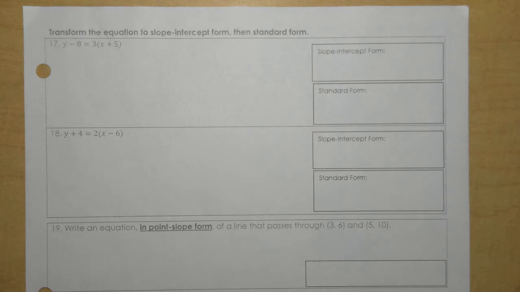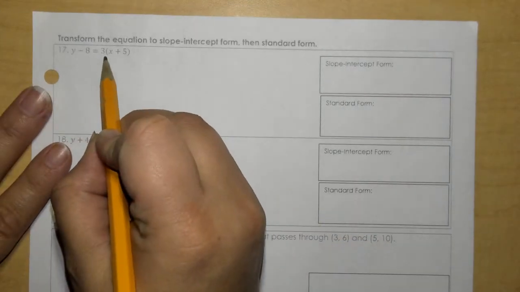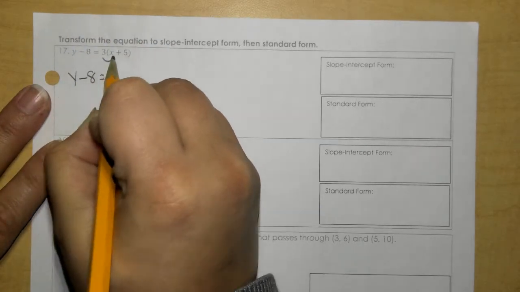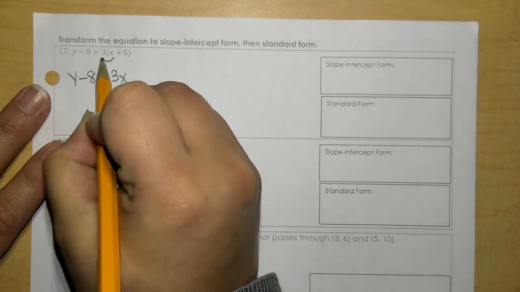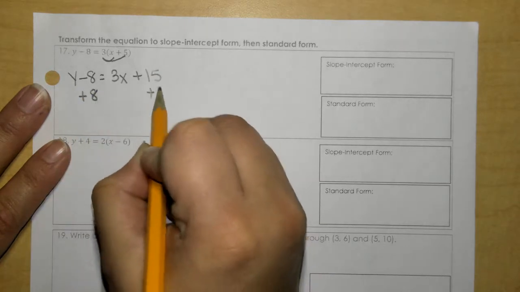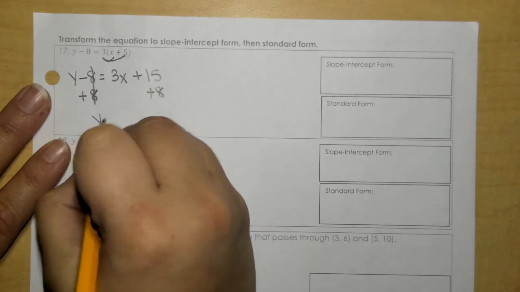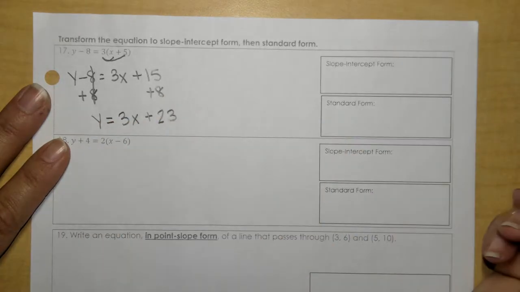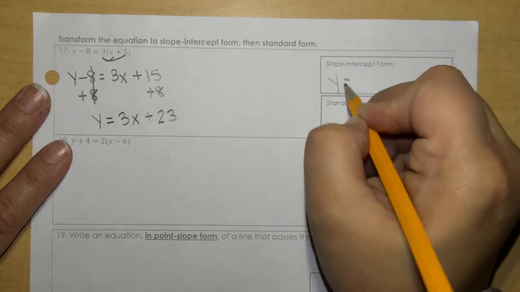So for number 17, we have to take this equation in point-slope form and transform it into slope-intercept form and then to standard form. So first, I want to distribute the 3. So I'm going to say y minus 8 equals 3x, and 3 times 5. We're going to add 8 to both sides. This gives us y equals 3x plus 23. Okay, so that's our slope-intercept form, since y is by itself.